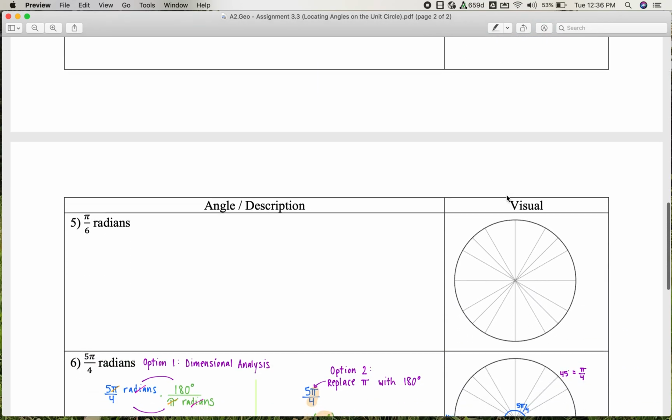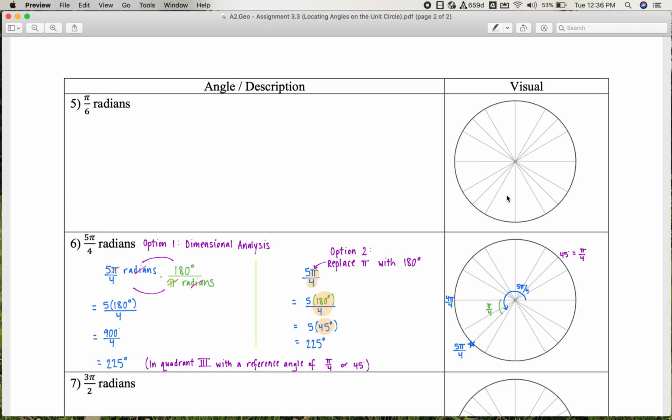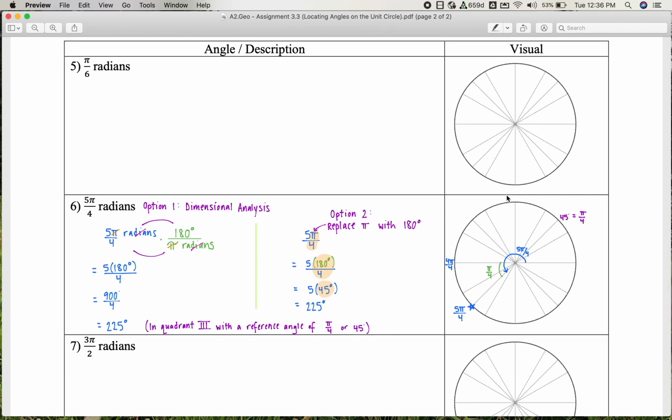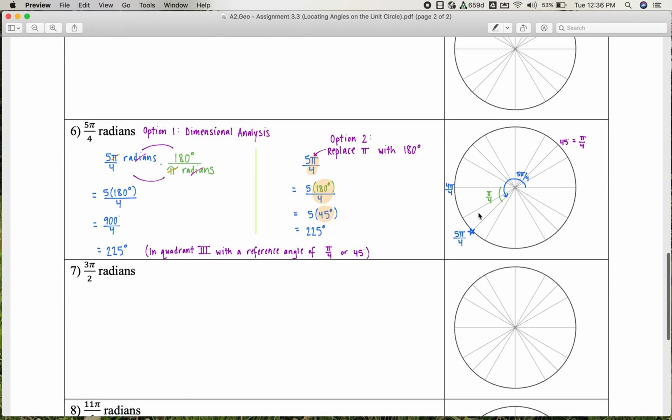I'm going to scroll ahead to the second page. You'll notice I did number 6 as an example. So radians are brand new at this point, so let's take a little more of a detailed look at how radians work. And I'm going to actually pick number 6 because it's even one step harder than number 5 would be.